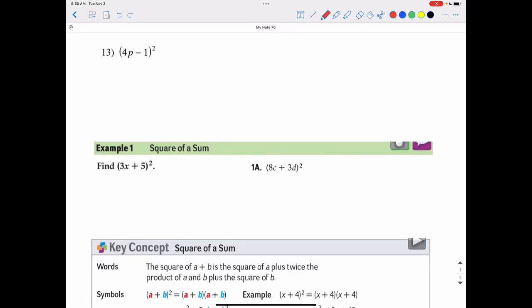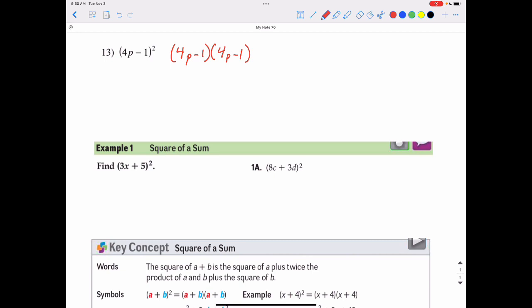On the previous assignment, we had a problem that was (4p - 1) squared. What that literally means is that 4p minus 1 is being taken times itself. So I could rewrite this as 4p minus 1 times 4p minus 1.